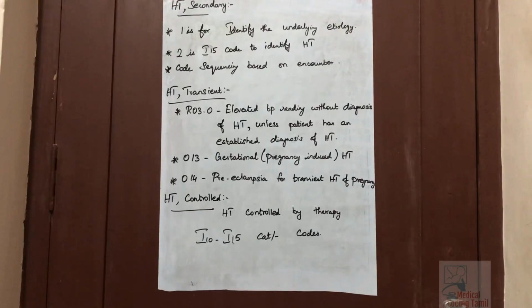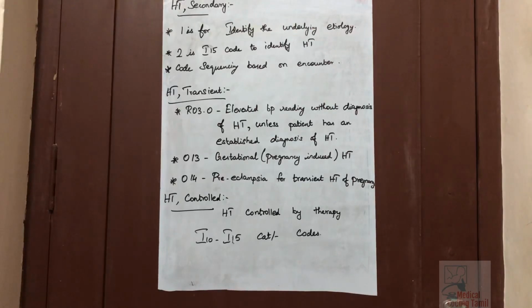R03.0, elevated BP reading without diagnosis of hypertension, unless the patient has an established diagnosis of hypertension. This code should be given. Or O13, gestational hypertension, which is pregnancy-induced hypertension. The hypertension is because of pregnancy. Or O14, pre-eclampsia, for transient hypertension of pregnancy.